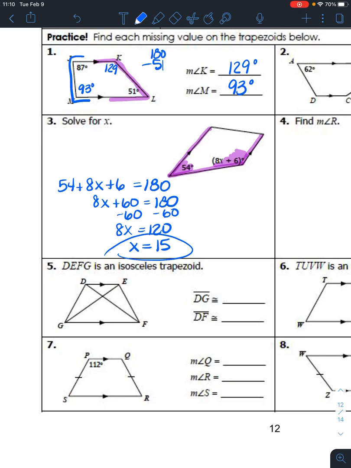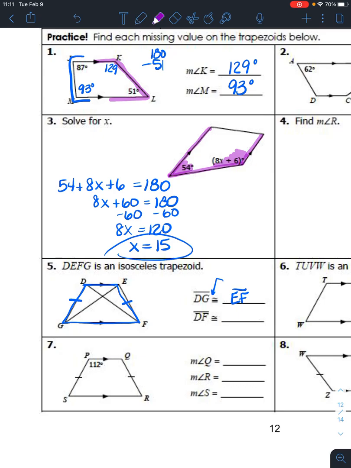DEFG is an isosceles trapezoid. Notice that we go in order DEFG, as though you're walking around the shape, right? DEFG is an isosceles trapezoid. So what I'm asking, because it's congruent, I'm asking for side lengths, not number measurements. So DG would be congruent to which other side? Well, DG is the leg, and EF is the leg, so DG would be congruent to segment EF.